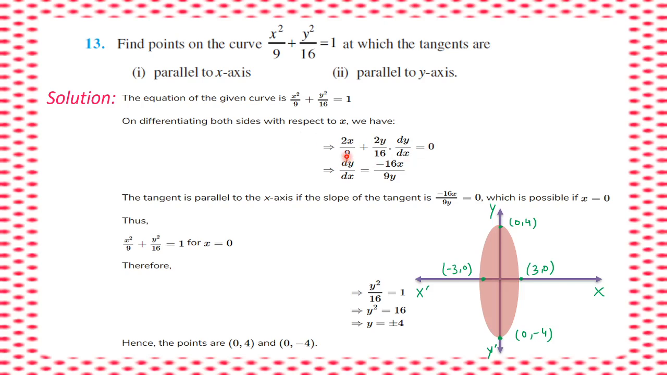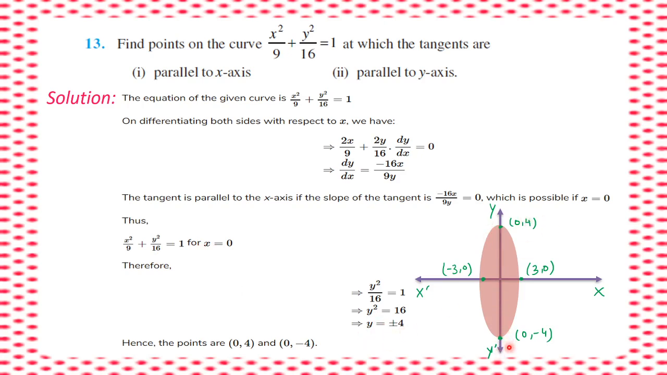On differentiating, we are getting 2x upon 9 plus 2y upon 16 times dy by dx equal to 0. So the derivative is minus 16x upon 9y. Now they are saying the tangent is parallel to the x-axis. If the tangent has to be parallel to the x-axis, then definitely the slope will be equal to 0. So this thing is equal to 0. This is only possible when x is equal to 0. So if x is equal to 0, what will be the value of y? y will be plus minus 4.